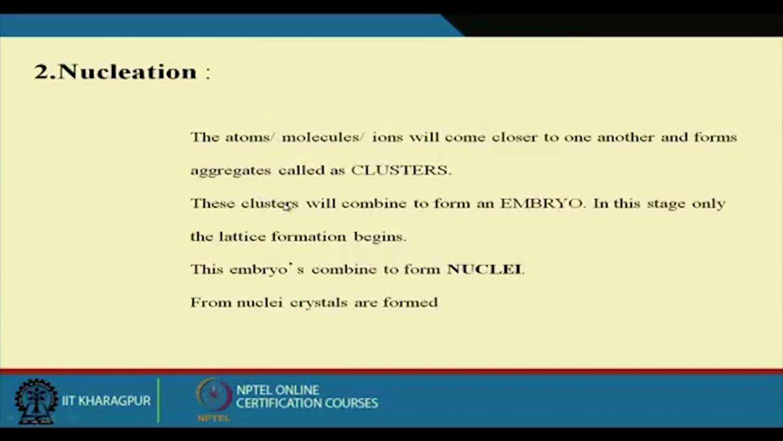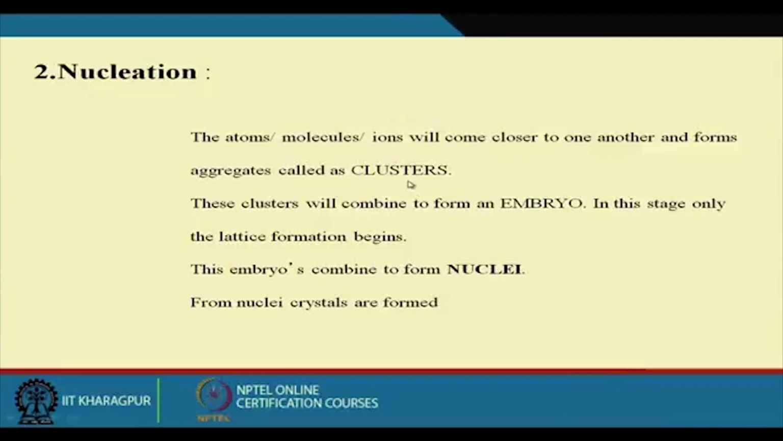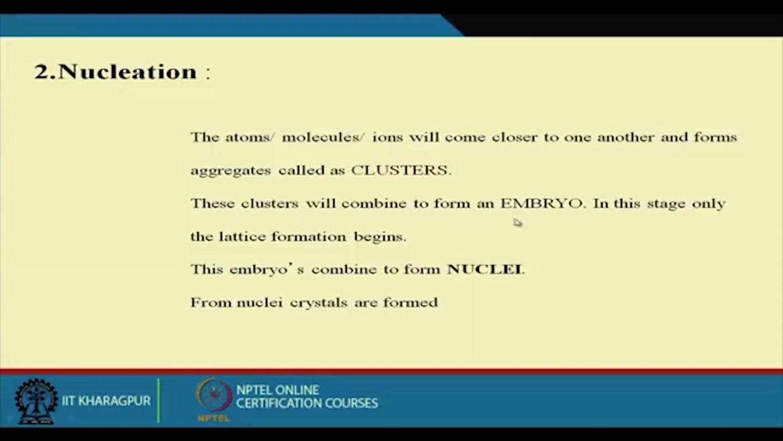Then how does crystal formation take place? This is very interesting. The atoms, molecules or ions come closer to one another and form aggregates called clusters. These clusters combine to form embryos, and these embryos combine to form nuclei. From these nuclei, crystals are formed. So these are the different steps involved in the crystallization process.